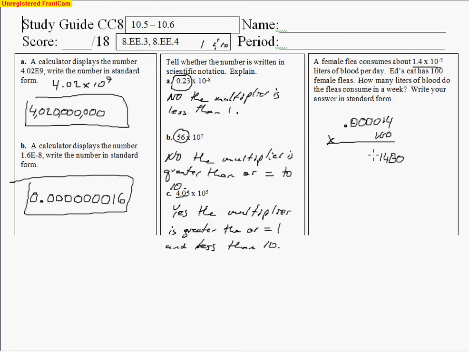Then I'll move the decimal 1, 2, 3, 4, 5, 6 spaces. I add 2 zeros to the end of the number to make that work. That's for the 100 fleas in a day, but we have to do this for a week. How many liters of blood are consumed in a week? So I need to multiply by 7.